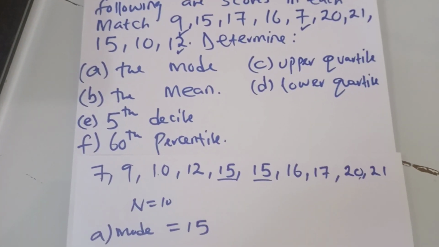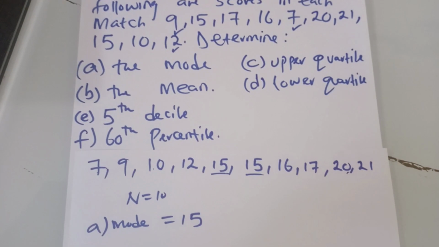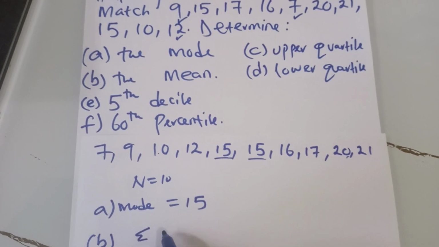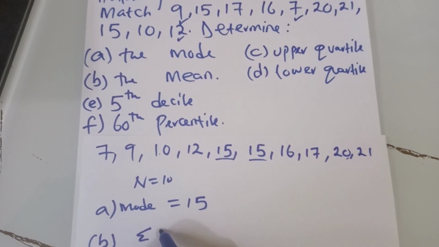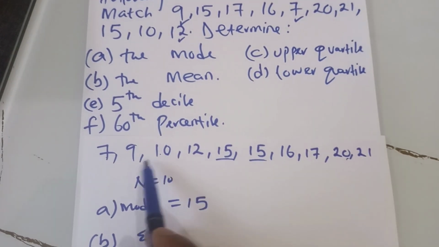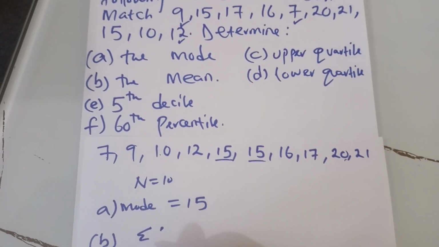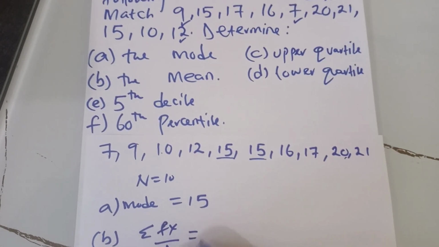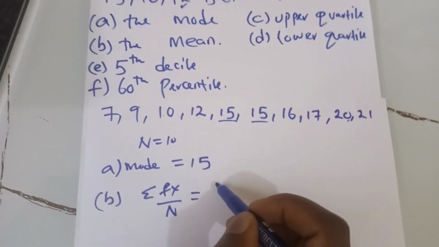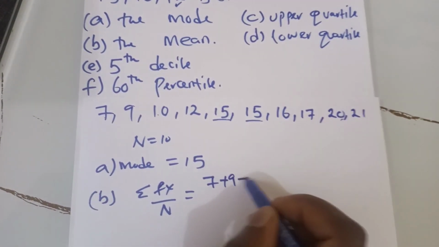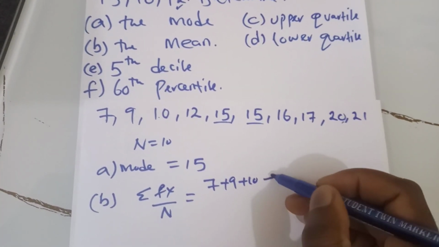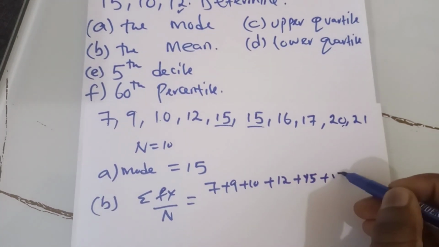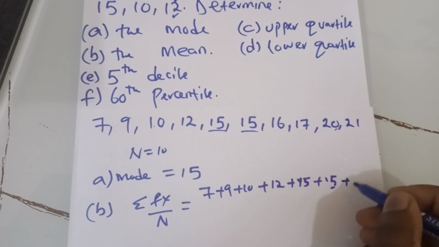So then the mean. For this kind of data, we don't have a shortcut for the mean. We have to add all of them, the summation of the entries, and then we divide by the number of entries. Just like in a grouped data, when we say summation of fx over f, we add all of them. So 7 plus 9 plus 10 plus 12 plus 15 all the way to 21.